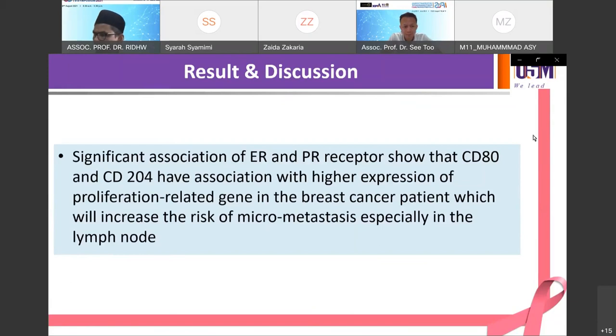Previous studies show that positive node with increased size of tumor was associated with decreased survival rate. The classification of tumor biological subtype by the ER, PR and HER2 biomarkers in IHC is proven to be useful for deciding therapeutic strategy in clinical management among breast cancer patients.